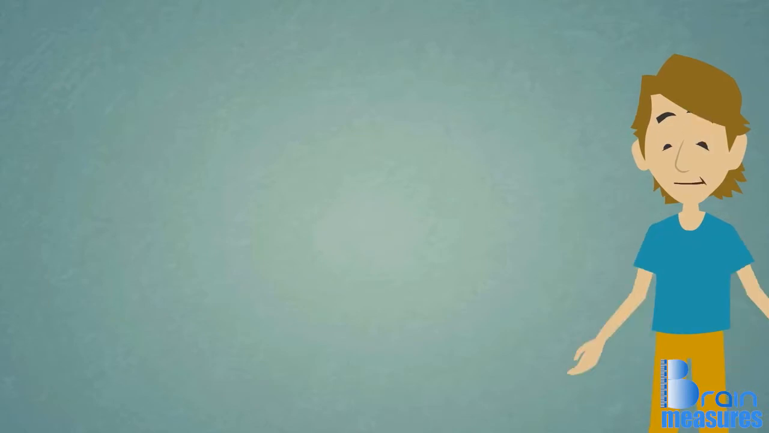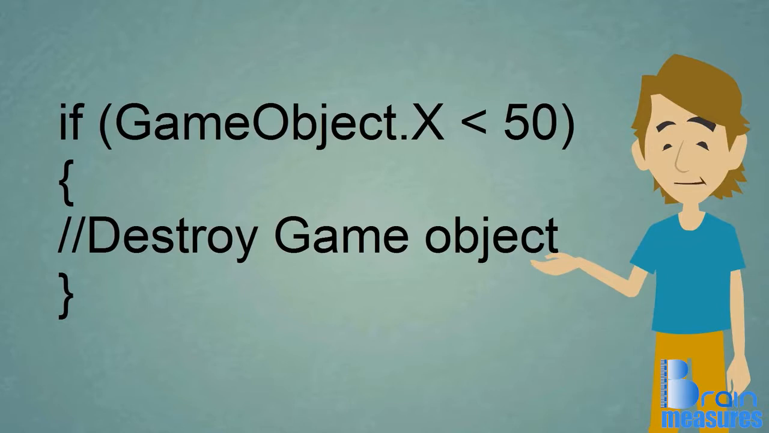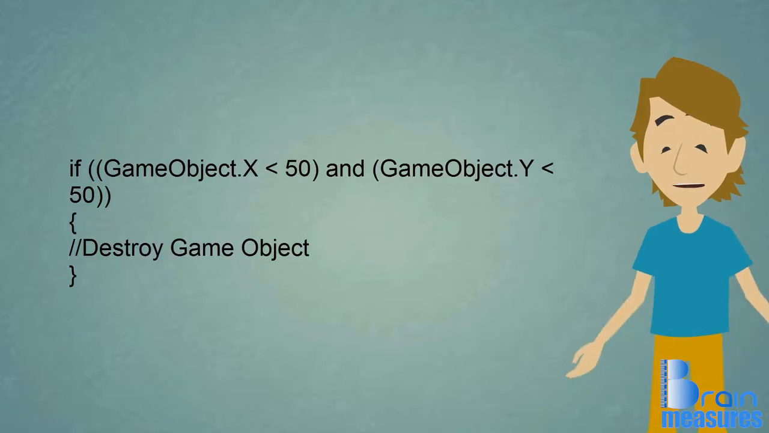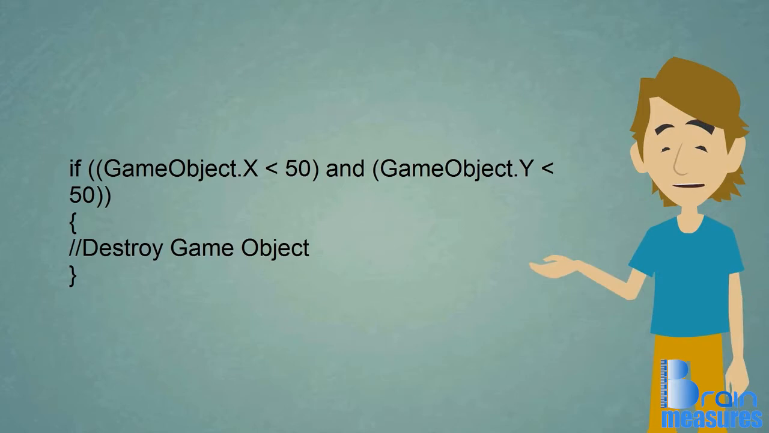Let's take a look at an if statement. In this situation, if a game object's x coordinates are lower than 50, the game object will be destroyed. This is very common for game objects because you constantly need to destroy game objects in order to save memory. Here you can see we have added an AND statement to the if statement so that both of these conditions have to be true before the game object is destroyed.